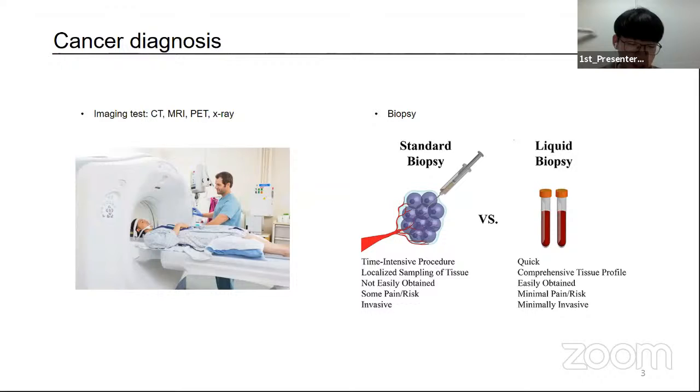Cancer can be detected by physical exam, imaging test, or biopsy. In biopsy, there are two types, tissue biopsy and liquid biopsy. Tissue biopsies are the gold standard source for tumor molecular analysis, used to confirm, diagnose, and classify tumor types, as well as to guide therapies.